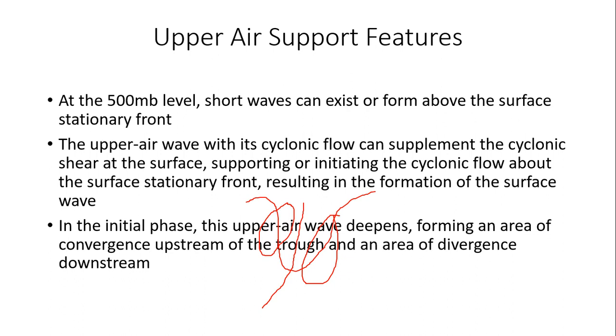So once the trough axis passes your location, let's say it's moving west to east, generally you're going to have stormy weather associated downstream of the trough axis, and you're going to have fair weather upstream of the trough axis associated with the upper level convergence. And that's the very important part of all of this.